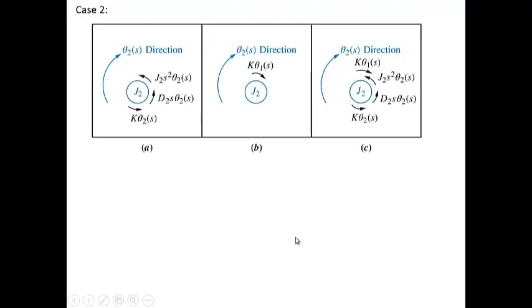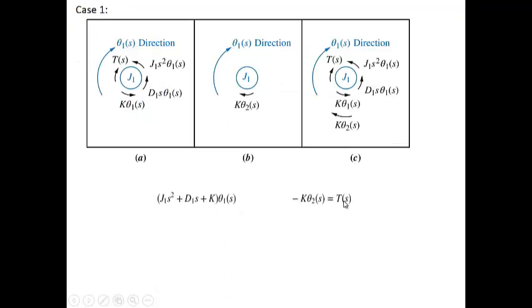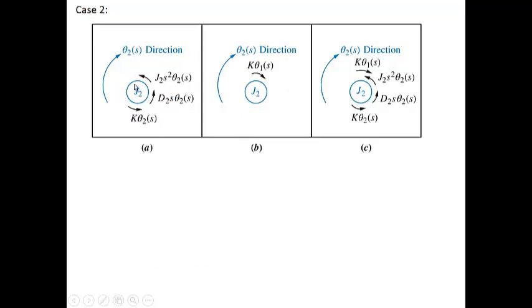And then for the second case, you will consider if J1 is fixed and J2 will move. So it is similar to case 1. For case 2, when J2 is moved, you will create your J2 s² θ2(s), D2 s θ2(s), and also your K θ2(s), and this is the direction of your theta, right?